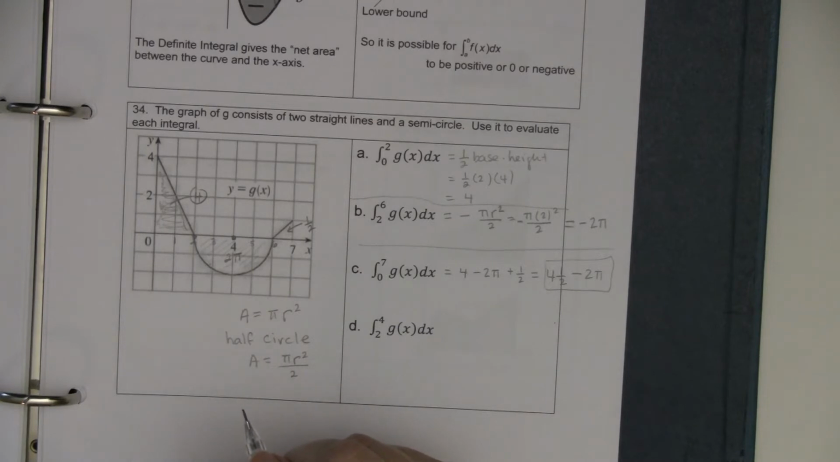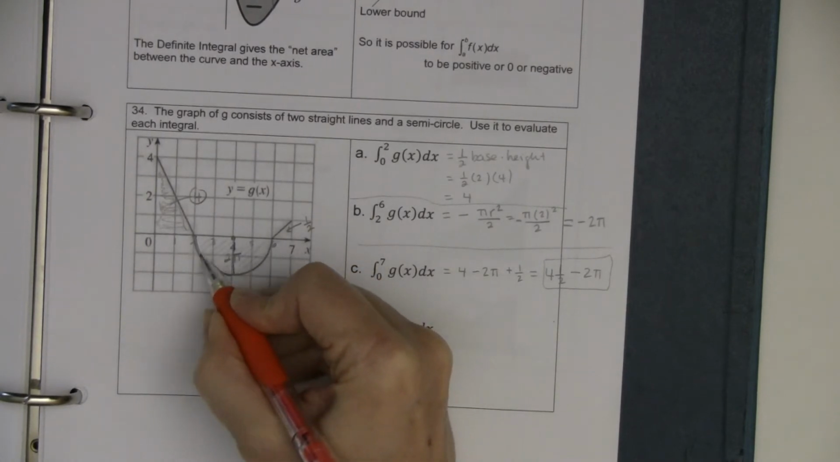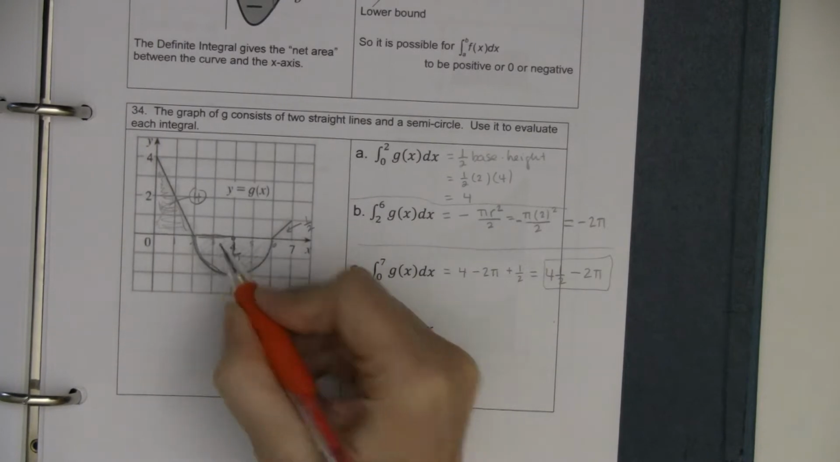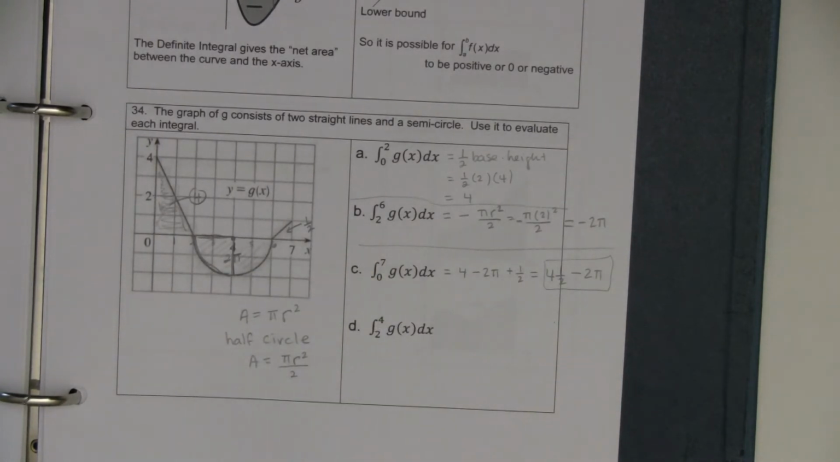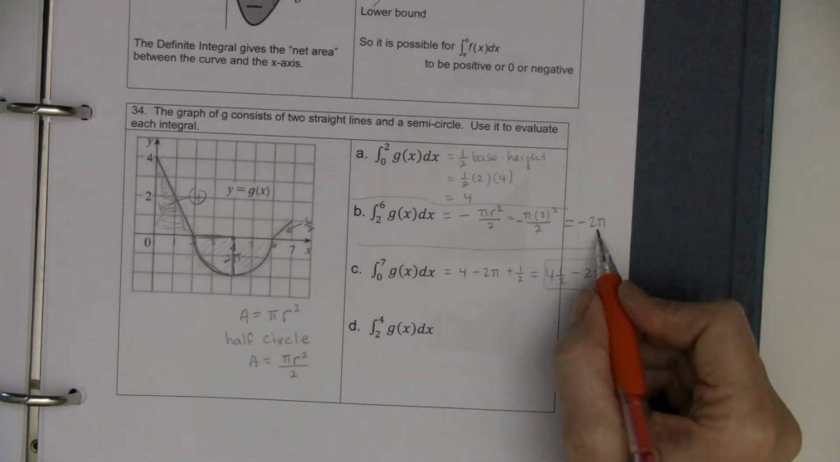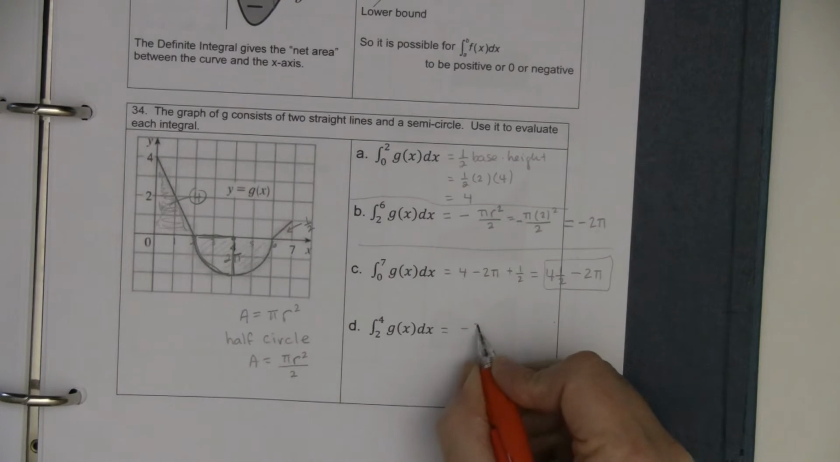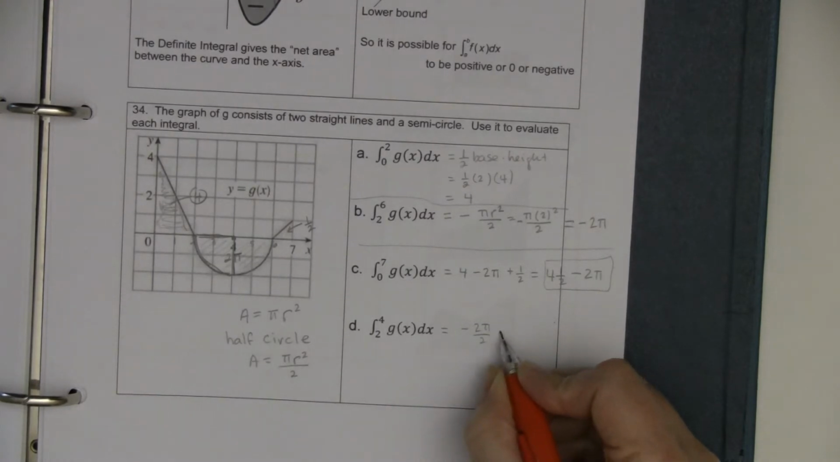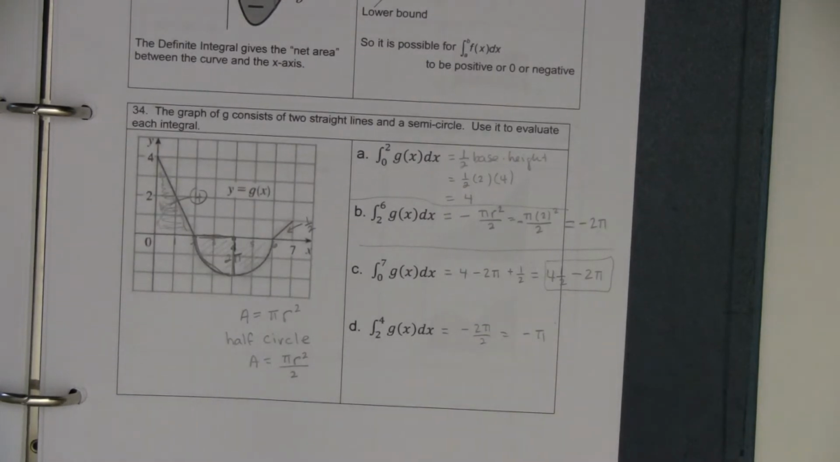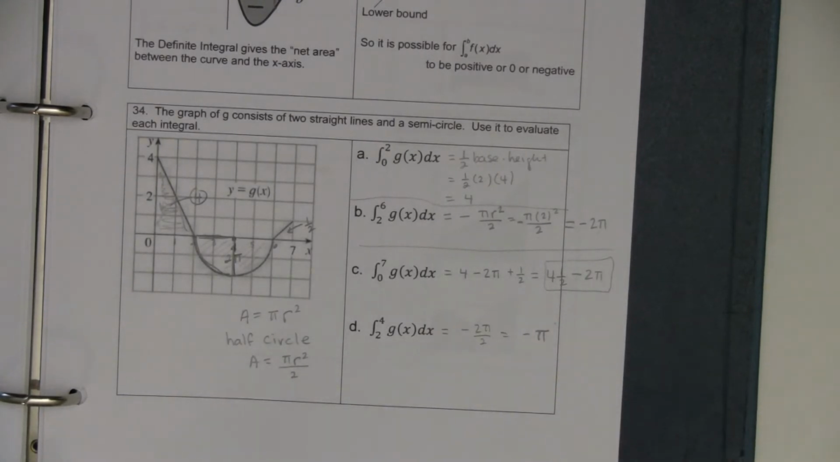And then they're asking us to find from 2 to 4, part D here. So here's from 2 to 4, and so that's a quarter of a circle. And I already knew that half of the circle was 2 pi. And it's below, so it's negative. So this is going to be negative 2 pi divided by 2. So this is negative pi. And so we did a lovely job at that. And so there we have that.